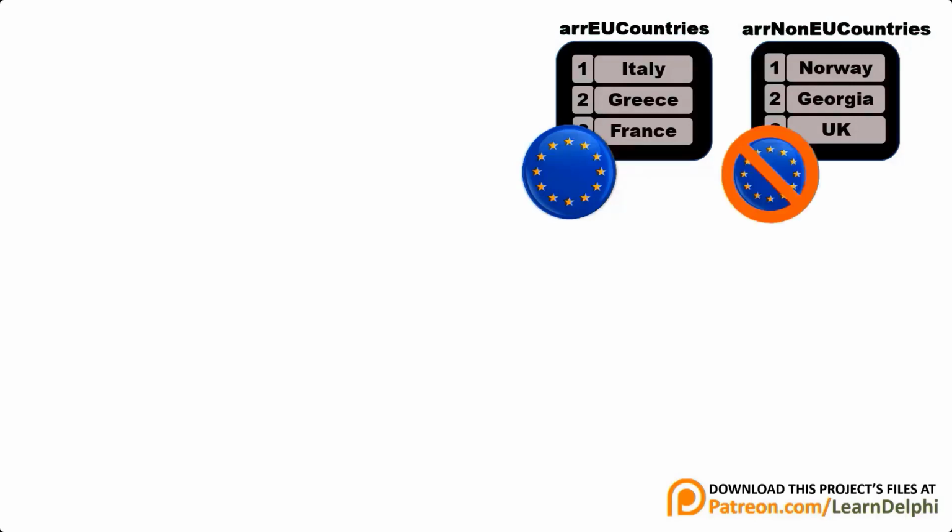While you wait for your download to finish, I will go ahead and explain how to merge two or more arrays in Delphi. I will use two arrays with 3 elements each for this explanation. One array contains European Union countries. The second array contains non-EU countries.